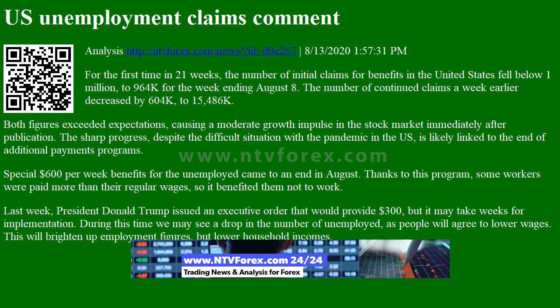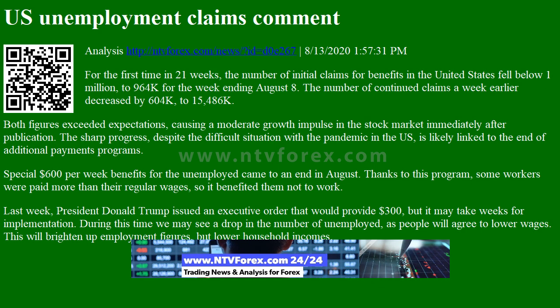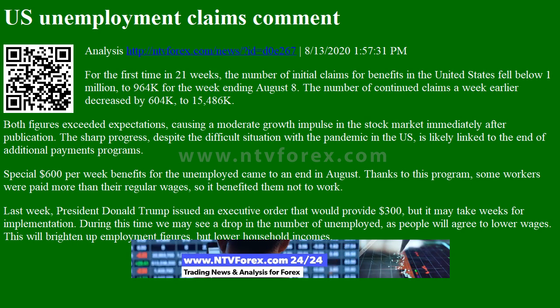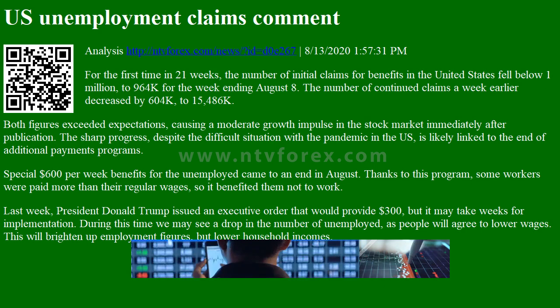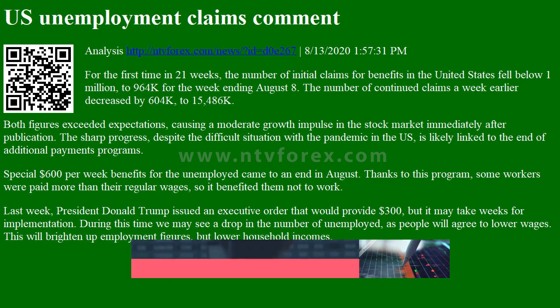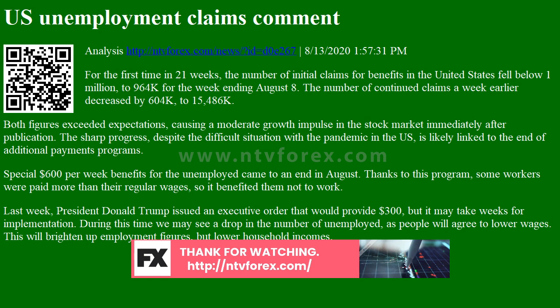U.S. unemployment claims comment analysis. For the first time in 21 weeks, the number of initial claims for benefits in the United States fell below 1 million, to 964K for the week ending August 8. The number of continued claims decreased by 604K from a week earlier, to 15,486K. Both figures exceeded expectations, causing a moderate growth impulse in the stock market immediately after publication.